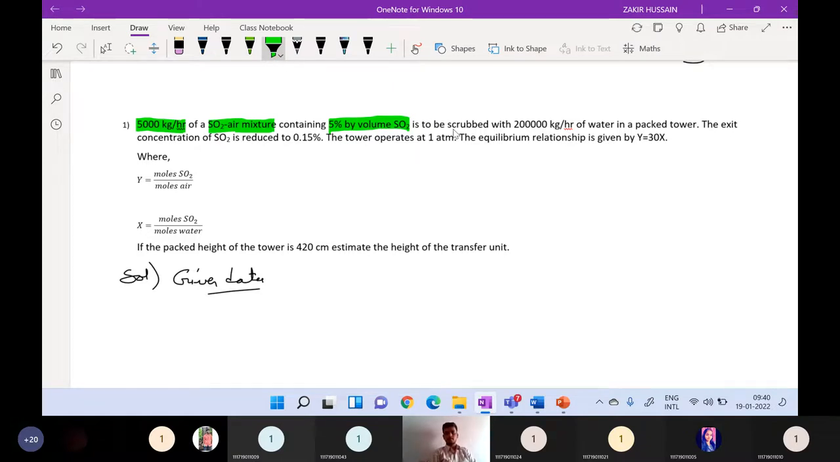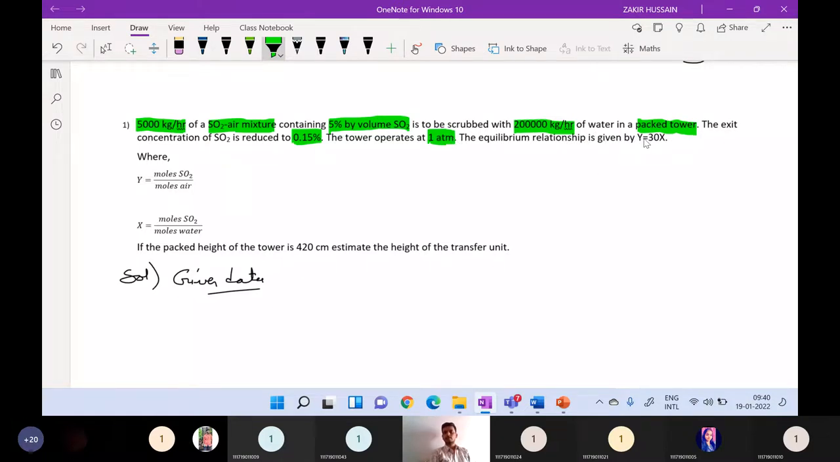Scrubbers, like the venturi scrubber, we can also use as absorbers. It is scrubbed with 2 lakh kg per hour of water in a packed tower. The exit concentration of SO2 is reduced to 0.15%, meaning the gas outlet SO2 concentration is 0.15%. Then the tower operates at 1 atmospheric pressure, so that is PT, total pressure.